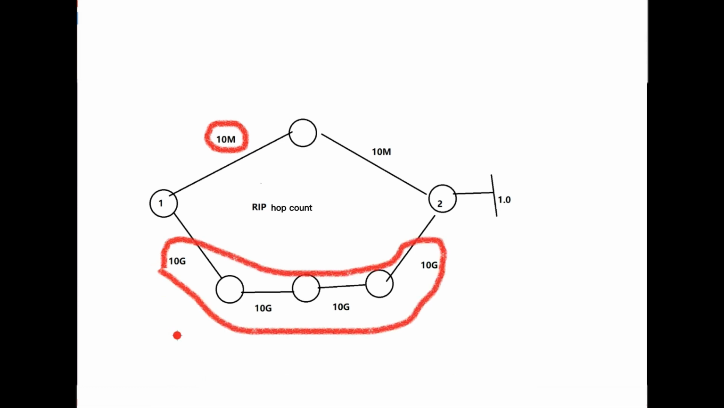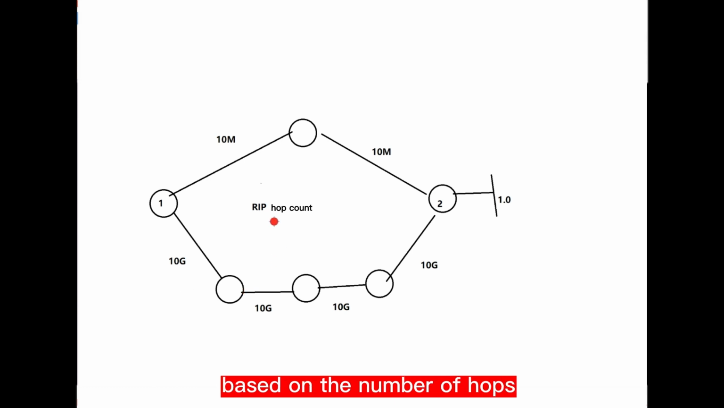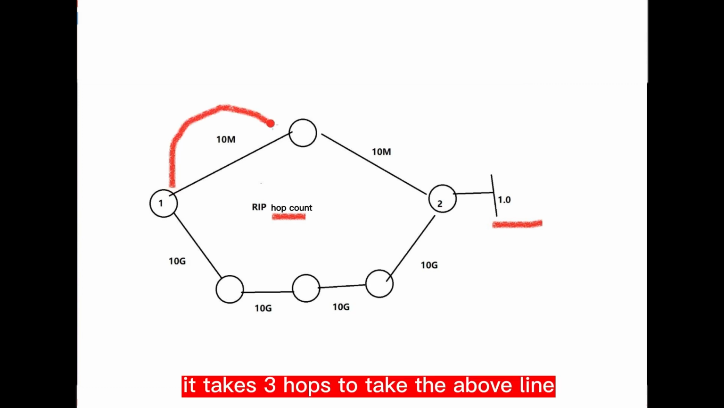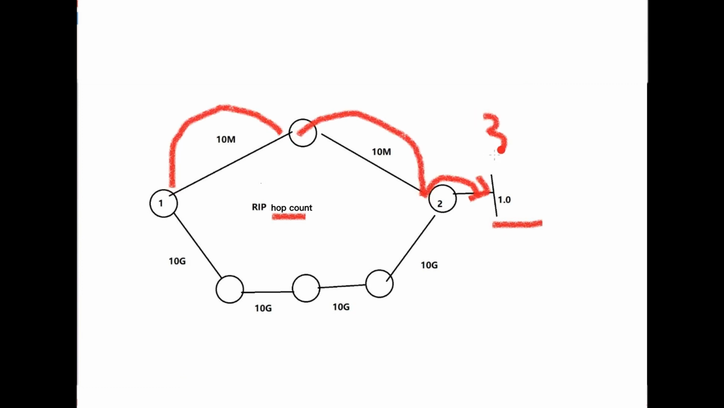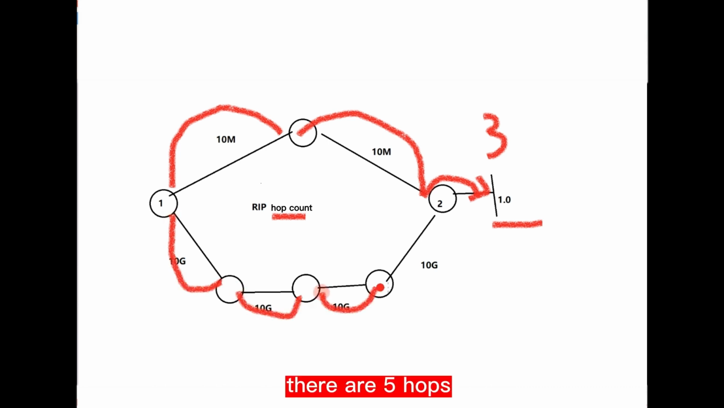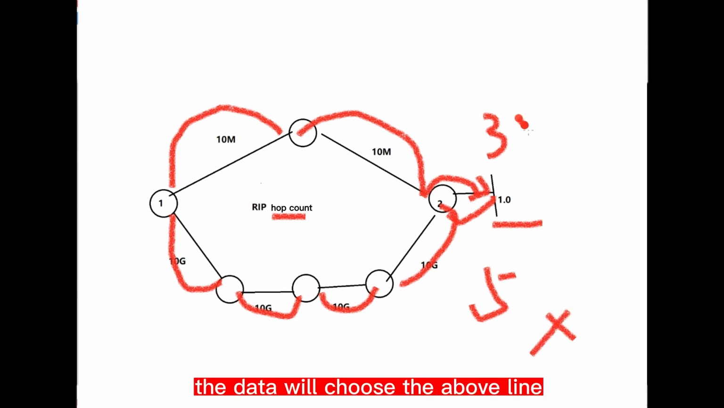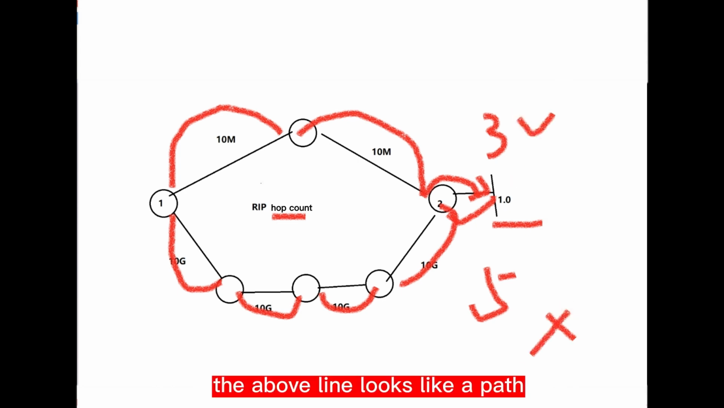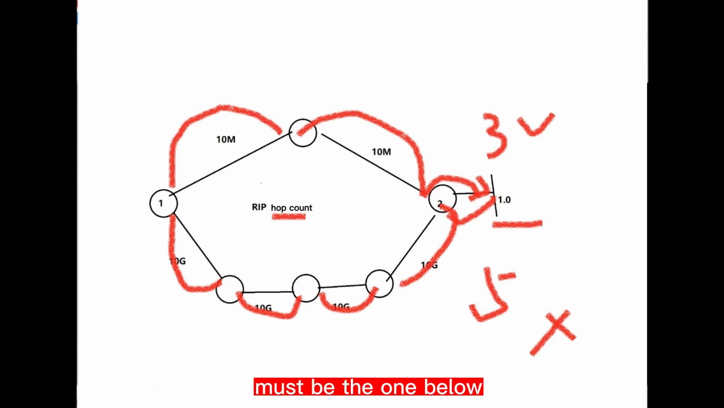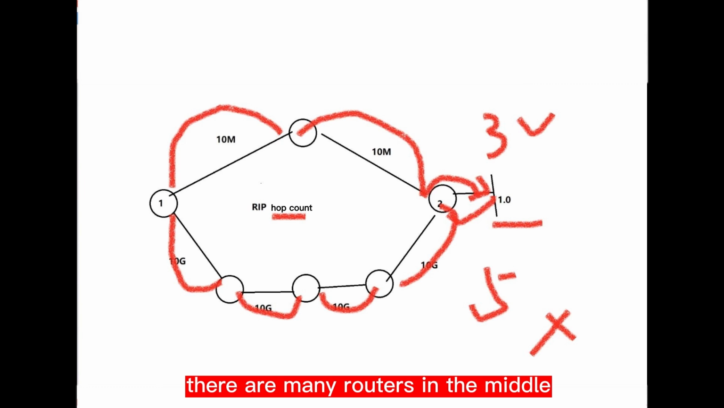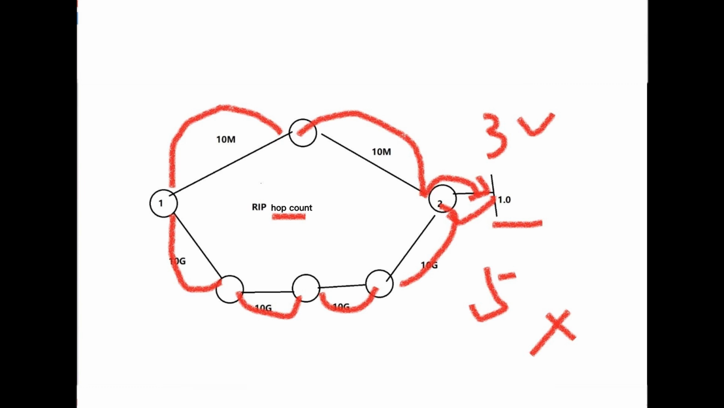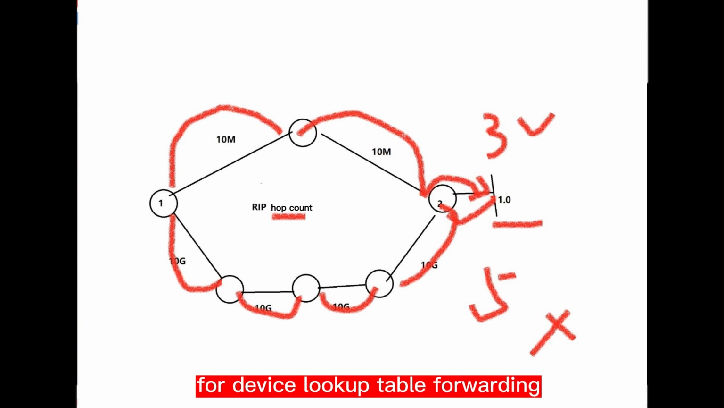But unfortunately, RIP selects the optimal path based on the number of hops. For data going to network segment 1.0, it takes 3 hops to take the upper line, and if you go down, there are 5 hops. So the lower line is considered bad, and the data will choose the upper line. The upper line looks like a path, and the lower line looks like a big road. But when the data is actually forwarded, the speed between the two must be faster on the lower one, since there are many routers in the middle, which actually takes more time.